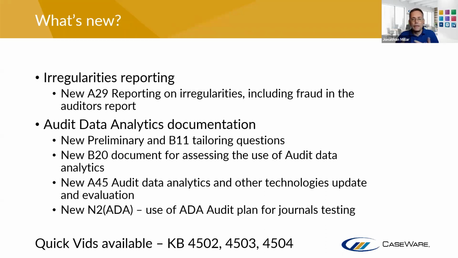So what is new in this update? Well, the first element that we're going to look at is the irregularities reporting. This was created, the new A29 document reporting on irregularities, including fraud in the auditor's report, was created to reflect the ICAEW release in April this year of an audit guide on how to report on irregularities, including fraud.